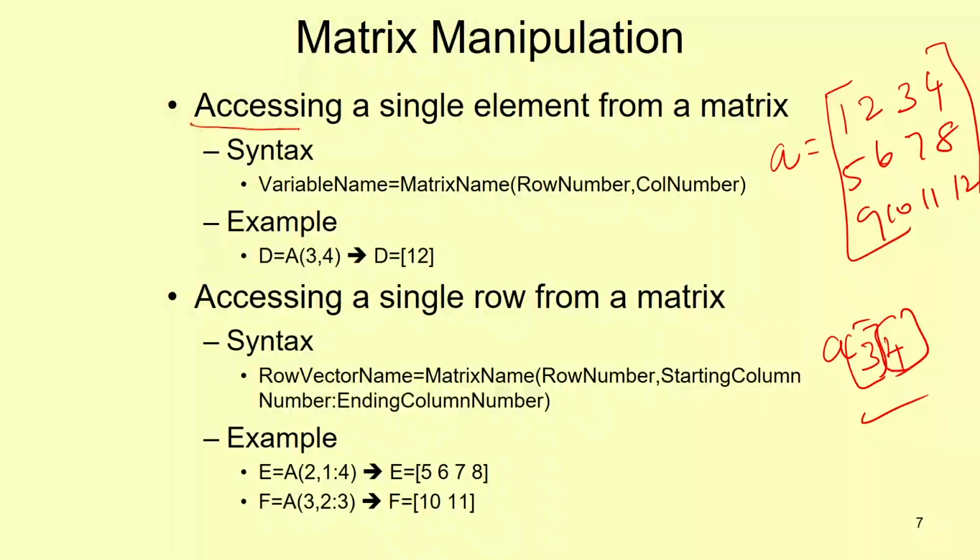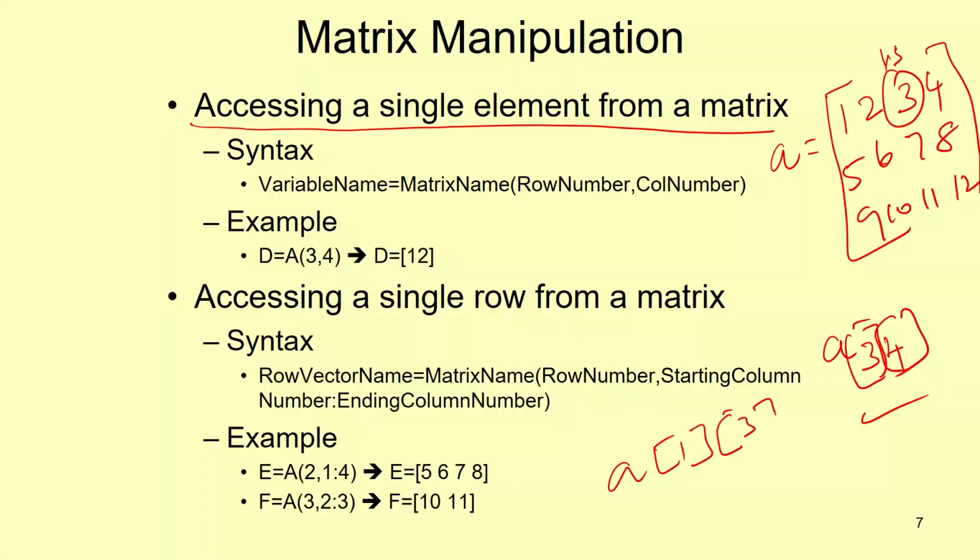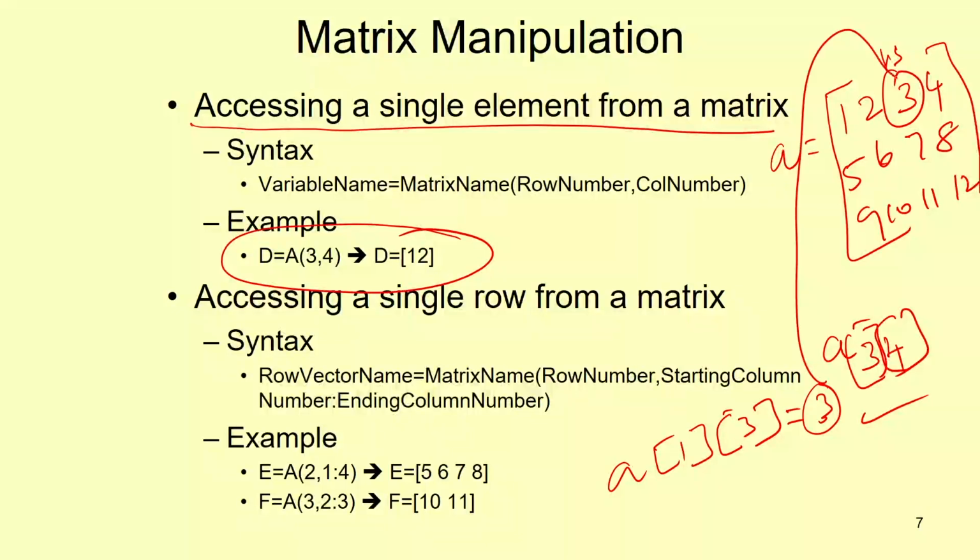From this matrix, how can I create a variable? That is, accessing a single element from a matrix. How to access a single element? As I said in the initial presentation, any element in the matrix can be represented by its row and column value. Say for example we want to access the element 3. Where is the element 3 located? It is located in the first row and in the third column. So A of 1, 3. If you put that, it will give the answer 3. In that case the element 3 is viewed as a single element.